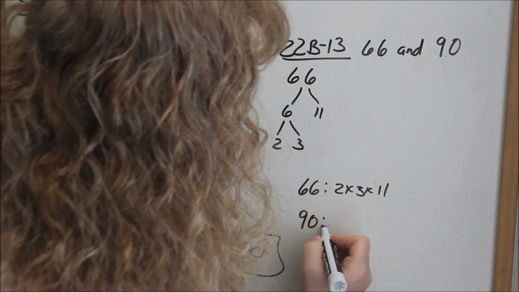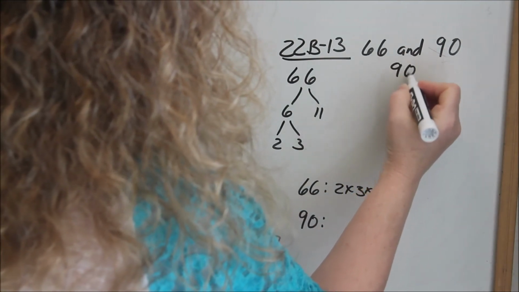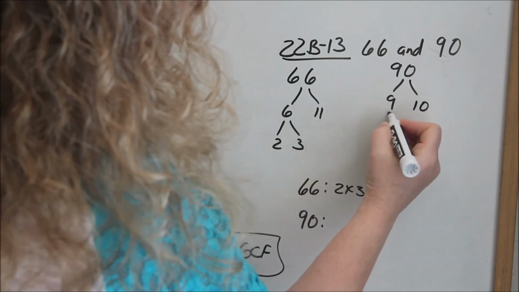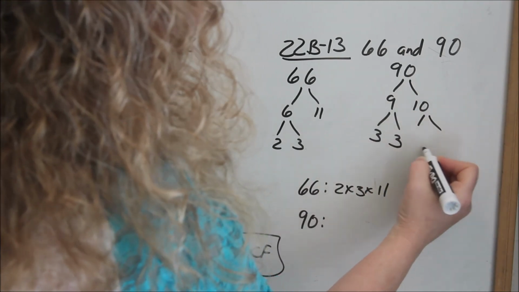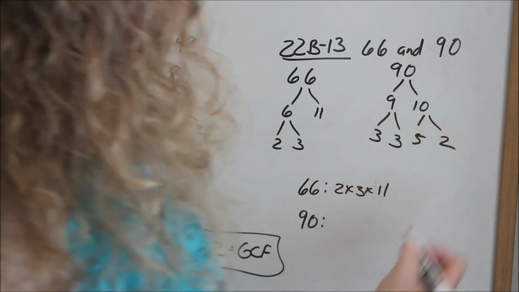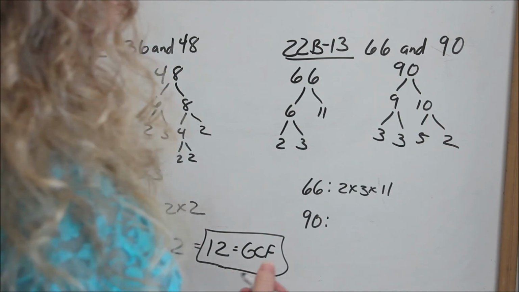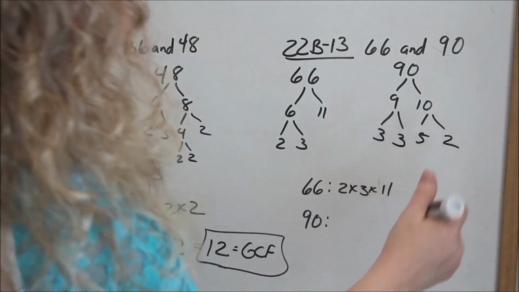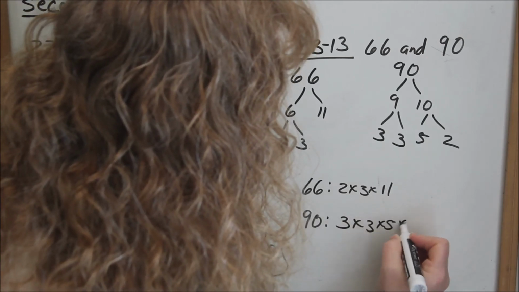Okay? Now let's get the prime factors for 90. So 90, I can break that down into 9 and 10. Well, I can keep breaking 9 into 3 times 3, and I can keep breaking down 10 into 5 times 2. All of those are prime factors. I can't break them down anymore. So the prime factors of 90 are 3 times 3 times 5 times 2. Make sure you get all the numbers at the bottom of your branches.